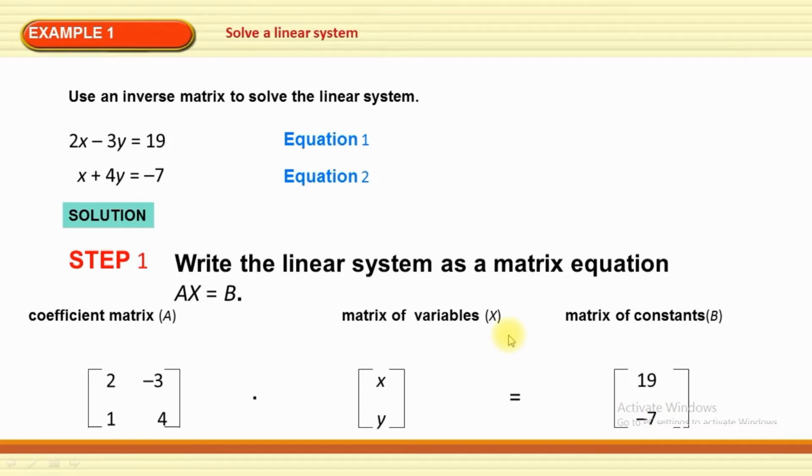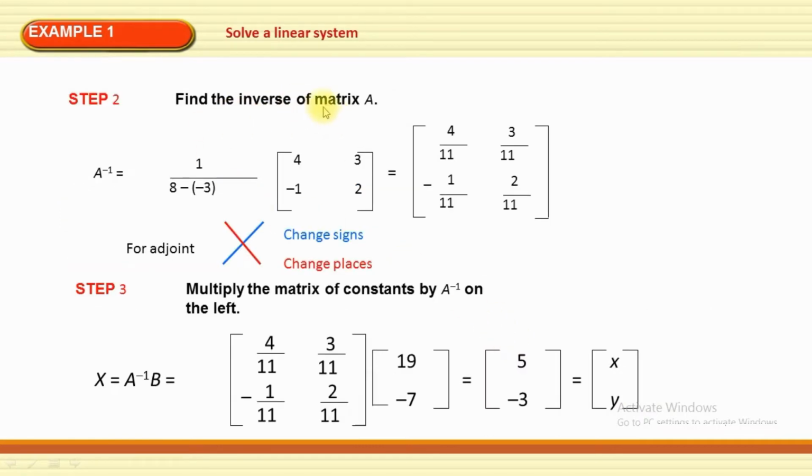Now in the second step, find the inverse of the matrix. Since, dear students, in this system we have a 2 by 2 matrix, the inverse of a 2 by 2 matrix can be easily found by using the formula: 1 over the determinant of the matrix times the adjoint of the matrix. So the determinant of the given matrix is 8 minus (1 times minus 3), which is 11, and for the adjoint of the matrix, change the sign and change the places.